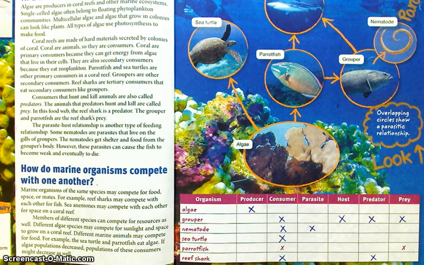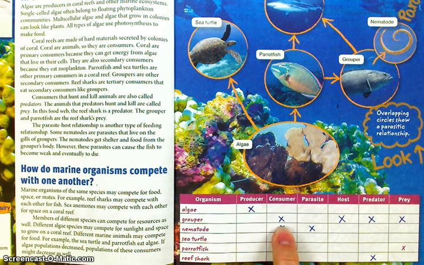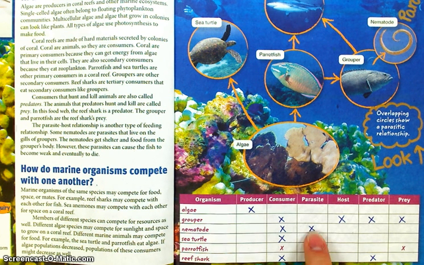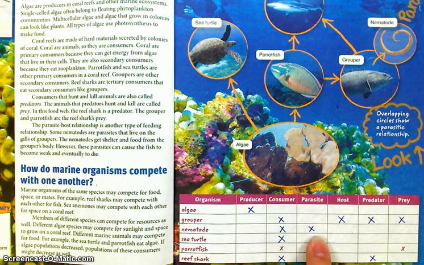Your algae are single-celled little producers that take advantage of photosynthesis, so those are producers. Based on the relationships in the food web, you can see that the grouper is a consumer. The nematode, the sea turtle, the parrotfish, and the reef shark, those are all consumers because the only thing that qualifies as a producer, again, is the algae. The nematode has an overlapping circle with the grouper. So yes, it's a consumer, but it's also a parasite.